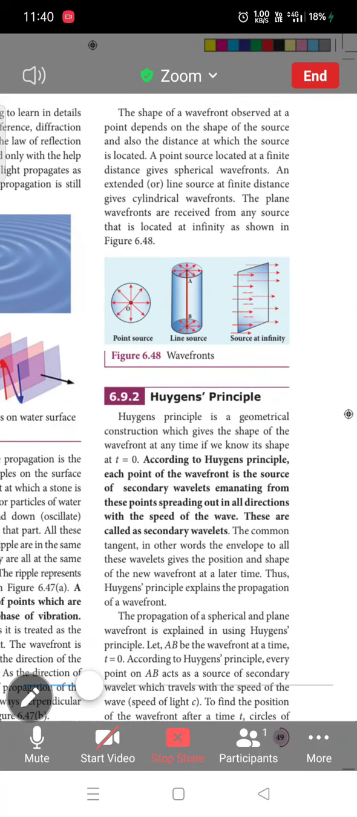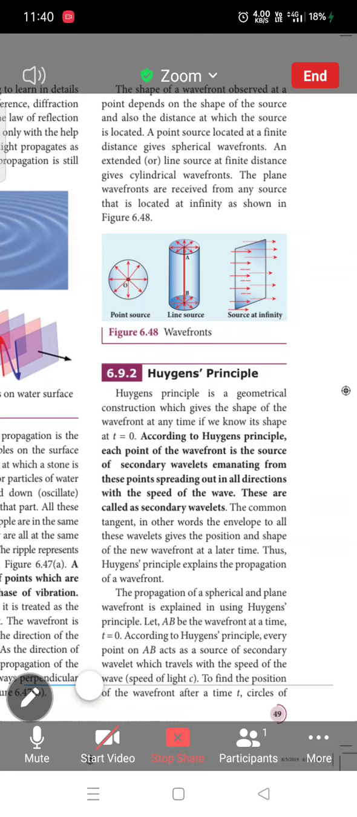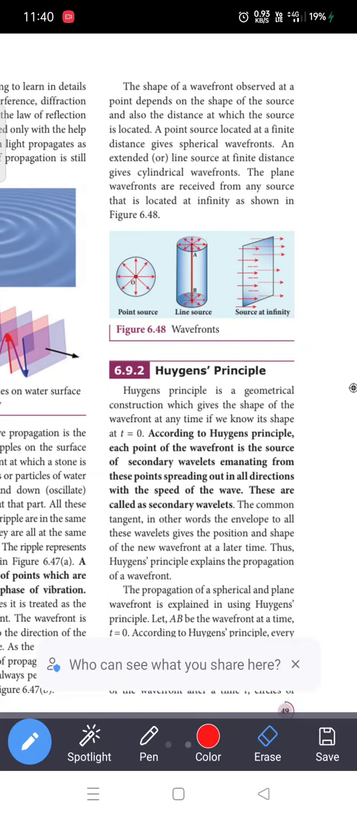A point source located at a finite distance gives spherical wave fronts. If the point source is located at a finite distance, that wave will create a spherical wavefront. An extended or line source at a finite distance gives cylindrical wavefronts. If I have a line source at a finite distance, in this way, I will have cylindrical wavefronts. And plane wavefronts are received from a source at infinity.